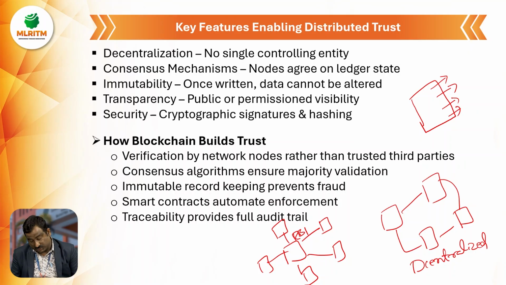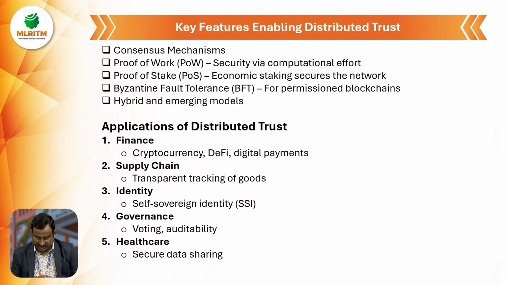Verification is done by the network nodes rather than trusted third parties. Consensus algorithms ensure majority validation. Immutable record keeping prevents fraud. Immutable records mean a stored value is not changed. Smart contracts automate enforcement. Traceability provides a full audit trail. Coming to the next slide, key features also include consensus mechanisms: proof of work, security via computational effort.